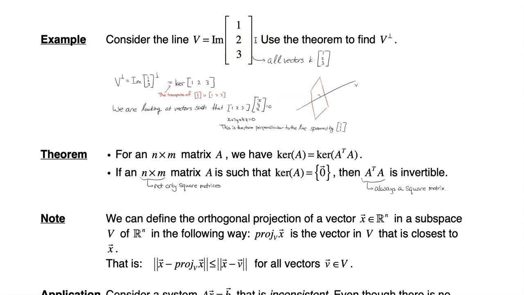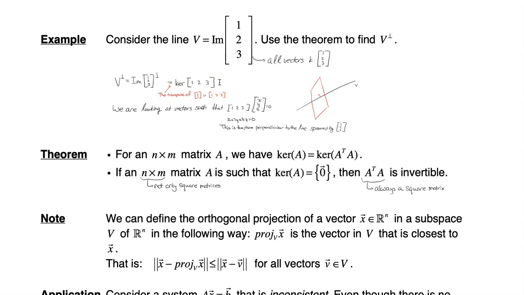So the image is, in fact, any multiple of the vector (1, 2, 3), here k times (1, 2, 3). That's the output if my vector x is just a number k. Then, using the theorem, we know that the orthogonal subspace to V, which is the orthogonal subspace to the image of (1, 2, 3), is the kernel of the transpose of A. So now we have 1, 2, 3 written in one row.